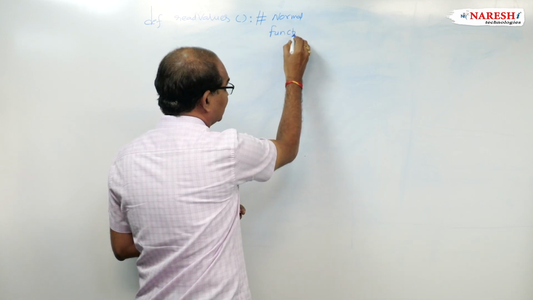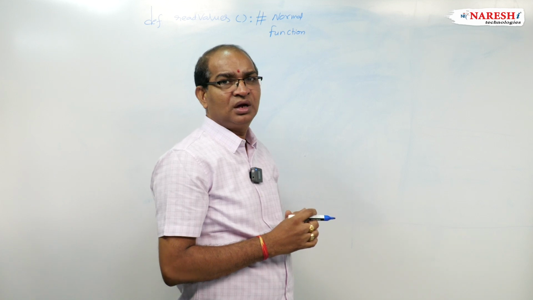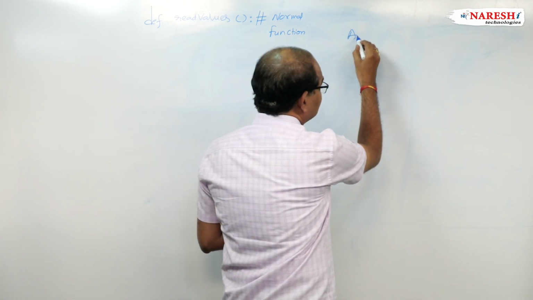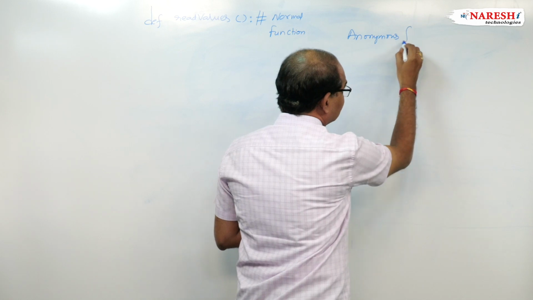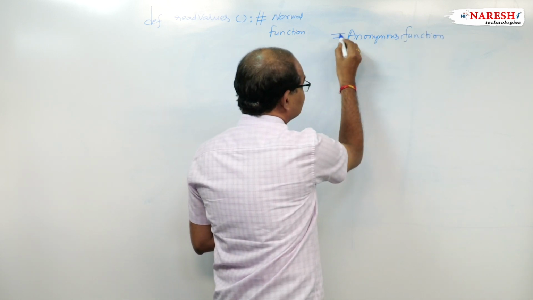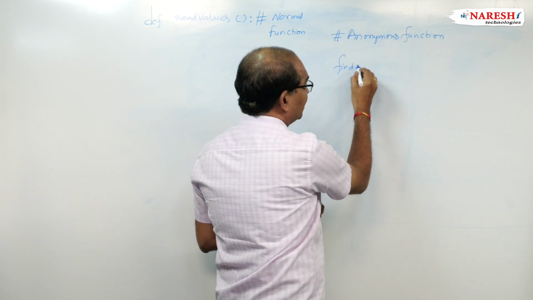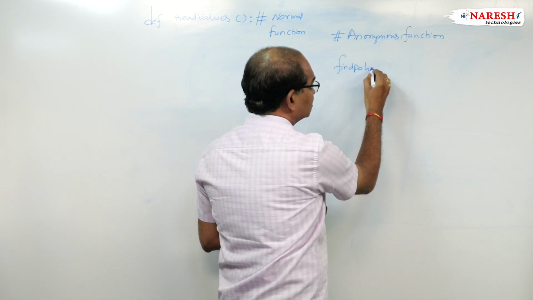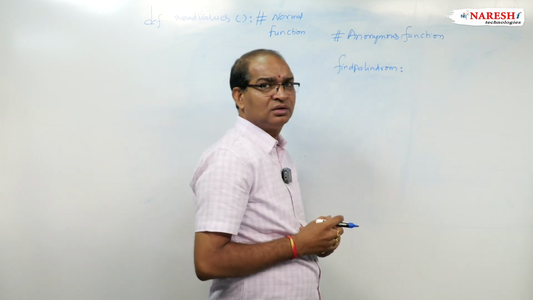Next, I will also take one anonymous function. That anonymous function will find whether the value is a palindrome or not. That function name is called what? Find palindrome. I will take this logic and do it.